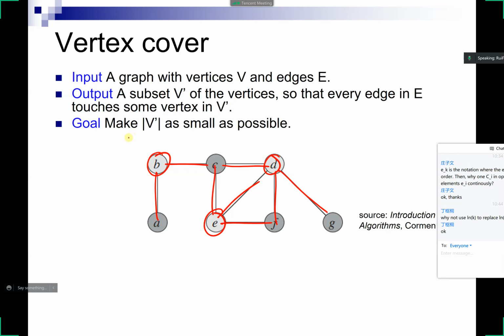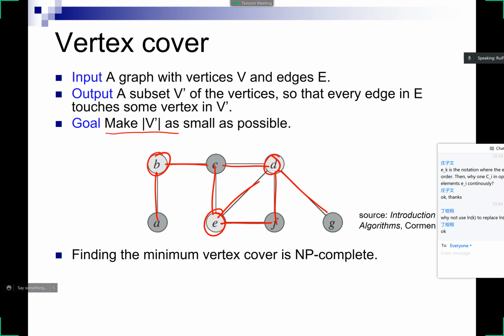And here, we assume that everything's unweighted, so we just want to pick the minimum set of vertices to cover all of the edges. Of course, if you pick all of the vertices, then you can cover all of the edges. But now we're trying to pick the minimum set of vertices, the smallest number of vertices to cover all of the edges. So this vertex cover problem is NP complete.